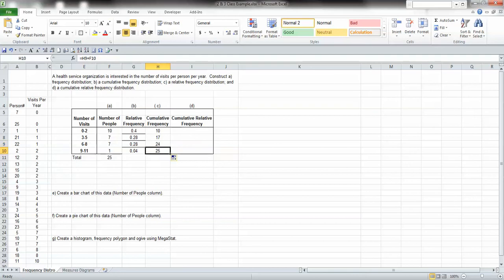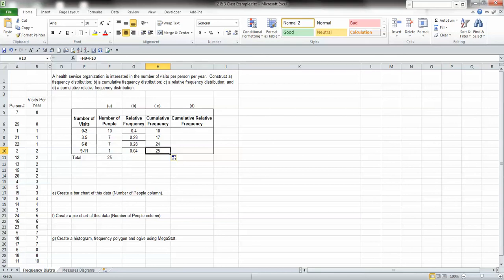This number, our total, should equal our total number of people here, because what we've done is how many people have visited from 0 to 11 times. And that we know is 25 from our original calculation. That's how we do the cumulative frequency.